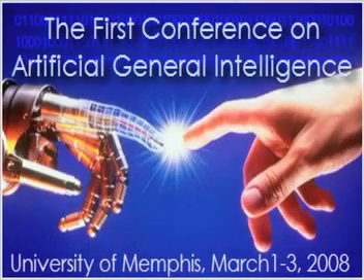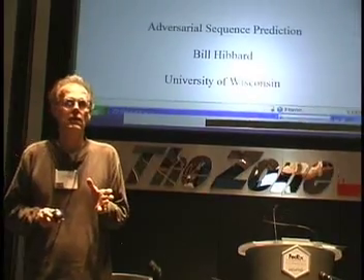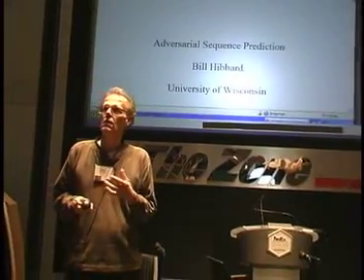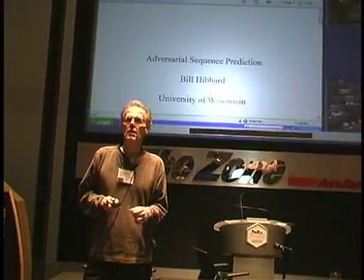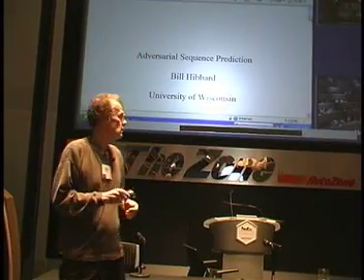I'm going to talk about adversarial sequence prediction. Hibbard and Legg are doing some interesting work in coming up with mathematical formalisms for defining intelligence and measuring intelligence. And this is closely related to sequence prediction. And Legg has a more recent paper which asks, is there an elegant universal theory of prediction?